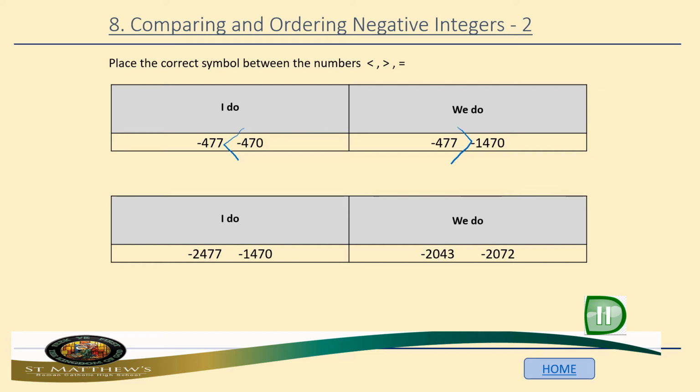Okay, now I'm going to do another question and you will do the other one in your books. Again, which one is greater, minus 2,477 or minus 1,470? So I know that 2,000 is greater than 1,000, so minus 2,000 will be smaller than minus 1,000. So minus 2,477 is smaller than minus 1,470.